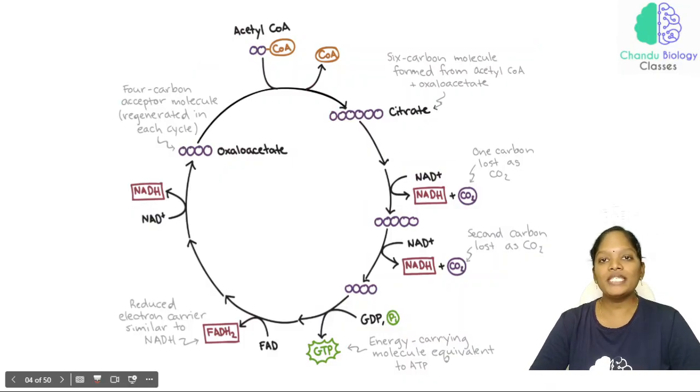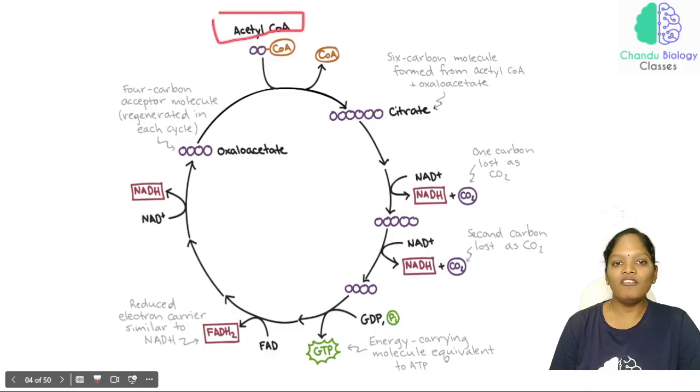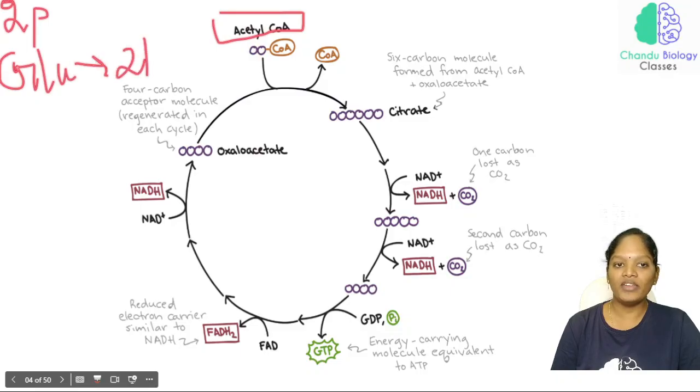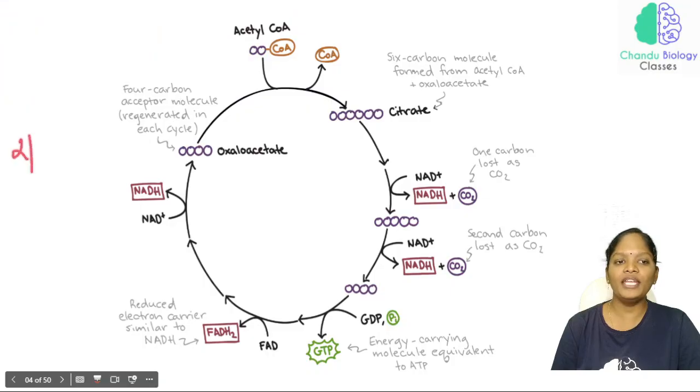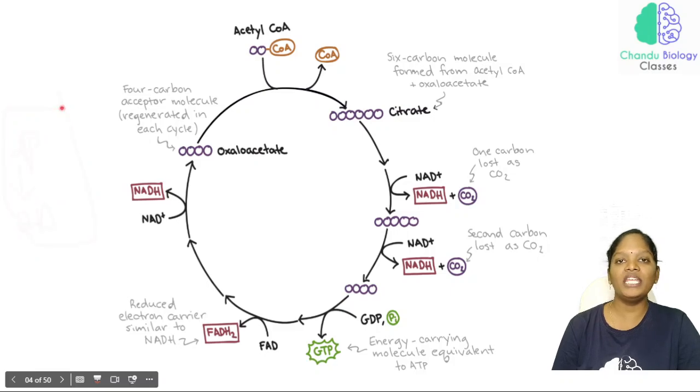So this is exactly the Krebs cycle. See here, the acetyl CoA has been formed from the 2 pyruvate. See, 2 glucose has been converted into 2 pyruvate, and this process is called glycolysis. And 2 pyruvate will be converted into 2 acetyl CoA, and this reaction is called pyruvate decarboxylation. We are going to discuss that in the future.